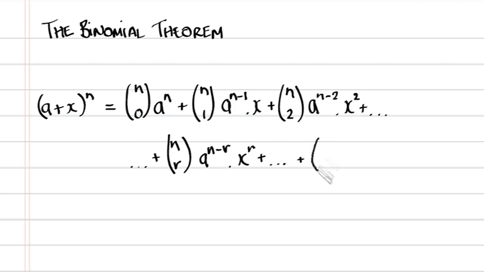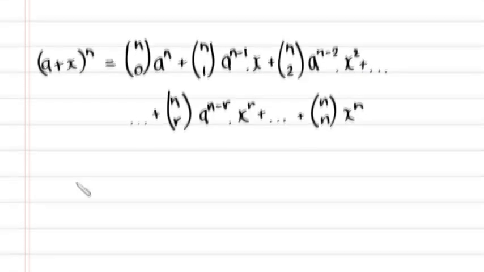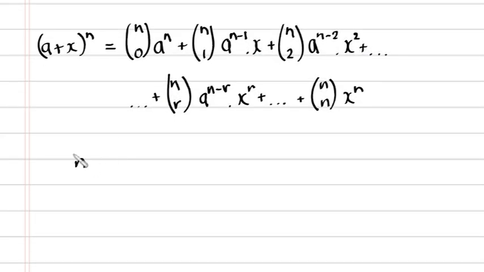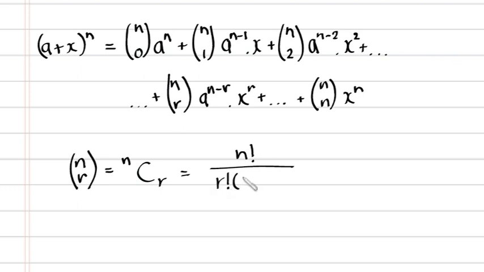And the last term of the sequence, of course, will be the number of ways we can choose n objects from n objects, which is just 1, of course. And so that's n choose n times x to the power n, and that's the last term. So the expression n choose r objects can also be written as nCr. By definition, nCr is n factorial over r factorial times n minus r factorial.